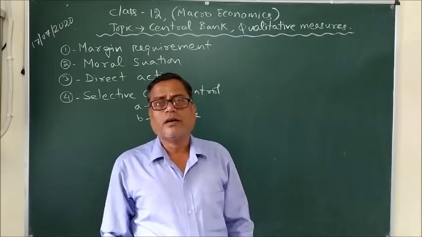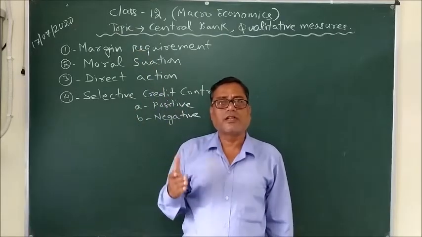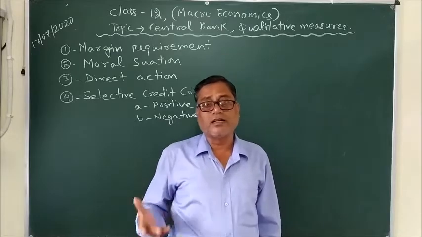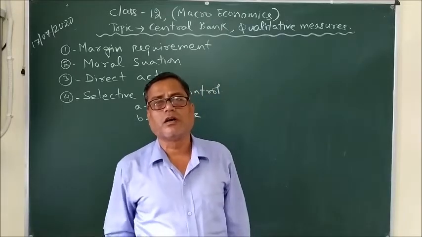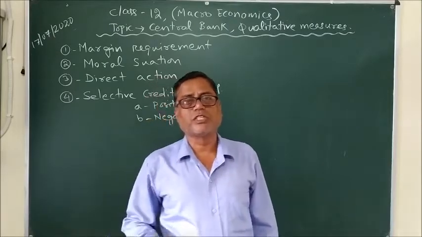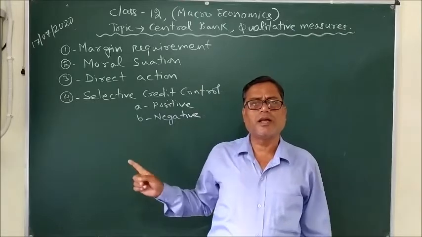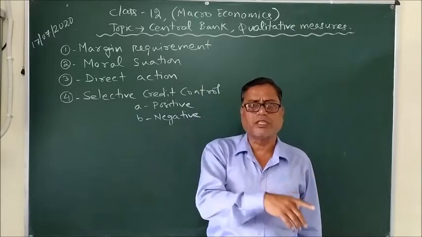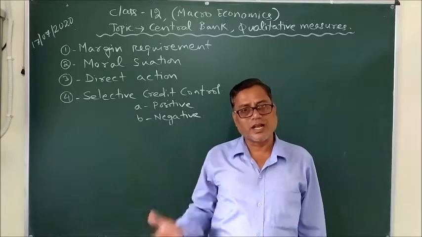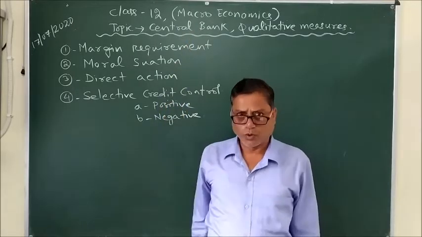In this way, by increasing the margin requirement, the central bank controls the money supply and tackles an inflationary situation, or a situation when prices rise. The ambition of the central bank is to reduce the purchasing power of common people, so that they can purchase less and the inflationary situation will be controlled.